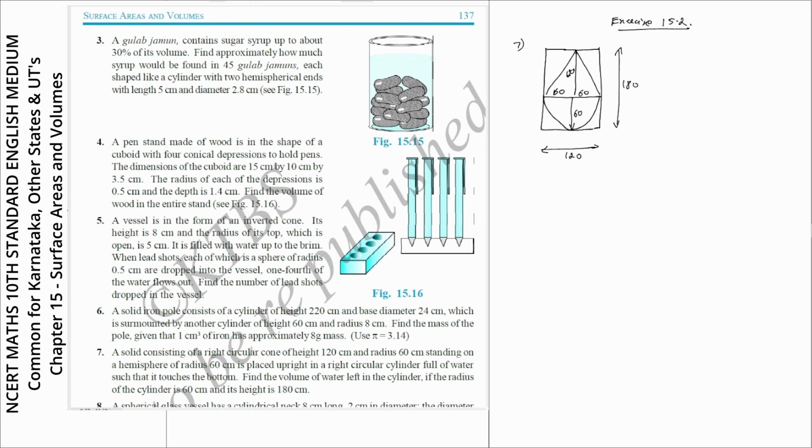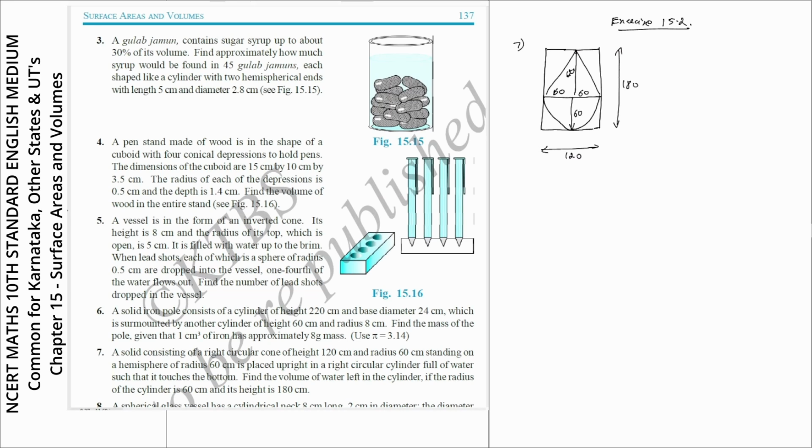Exercise 15.2, question number 7. A solid consisting of a right circular cone of height 120 cm and radius 60 cm standing on a hemisphere of radius 60 cm is placed upright in a right circular cylinder full of water such that it touches the bottom. Find the volume of the water left in the cylinder if the radius of the cylinder is 60 cm and its height is 180 cm.